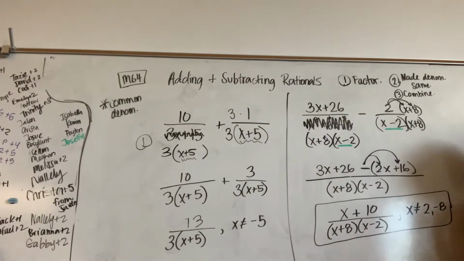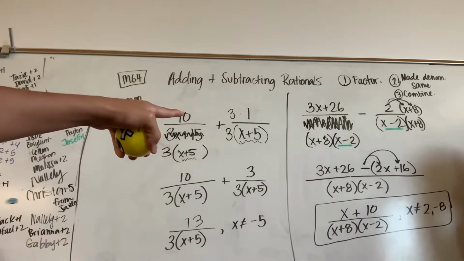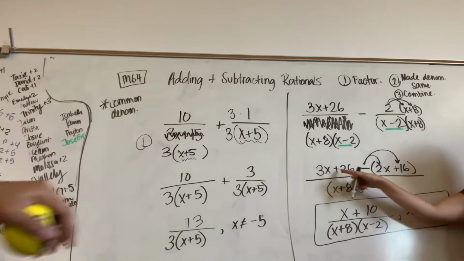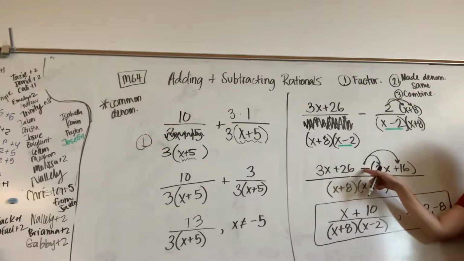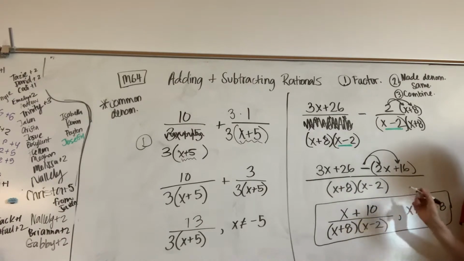Do not cancel during the process, because if we cancel right here, we wouldn't be able to add them together anymore. But what if there was an x plus 8 right there on top? No, you can't cancel because it's being subtracted with this. Remember, we can only cancel if things are being multiplied. That is just a simplified version of that. So that's why you don't do it until you get the answer.